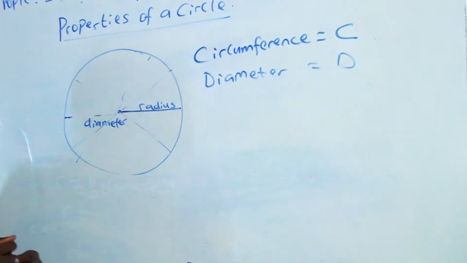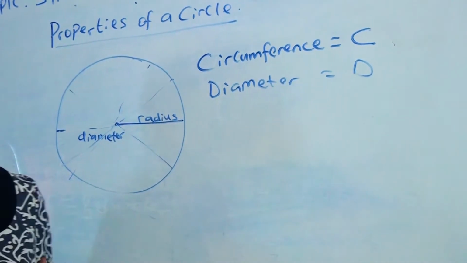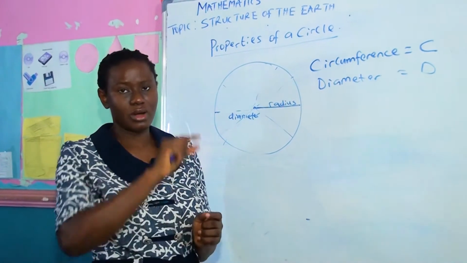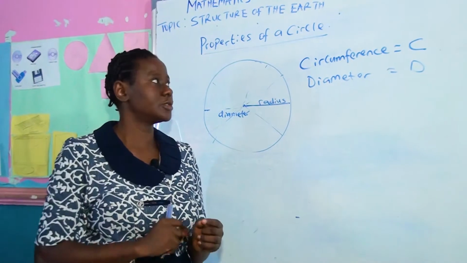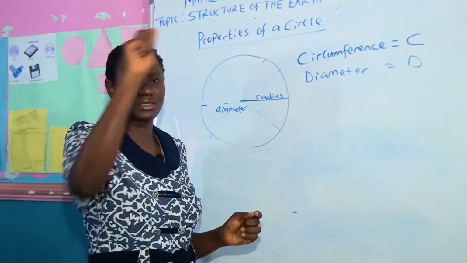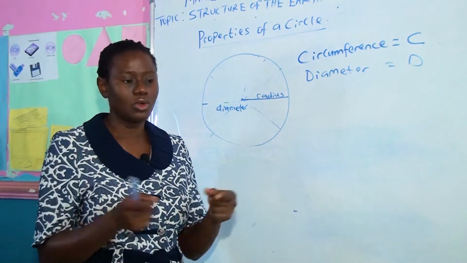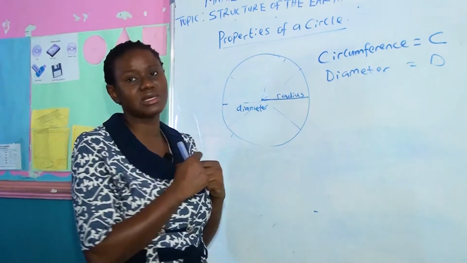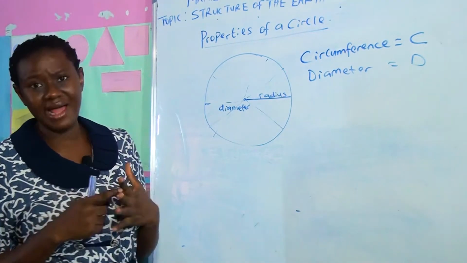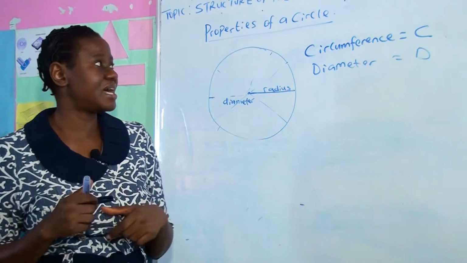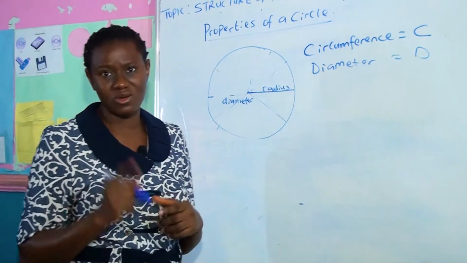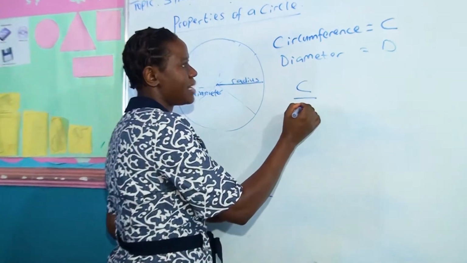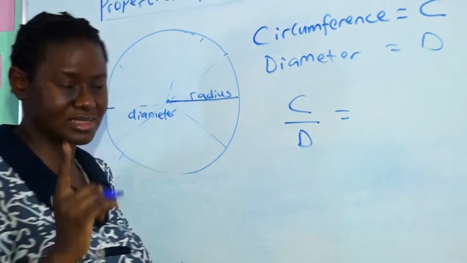Diameter D. Now it has been discovered, and you could try this on your own. Get a perfect circle, get a rope or a thread, and measure around the entire surface, the circumference of that circle. Place it on the ruler to get the measurements. Then measure the diameter of the circle. You will find out that the circumference divided by the diameter would give you a constant. For any perfect circle, the circumference divided by the diameter will give you a constant.